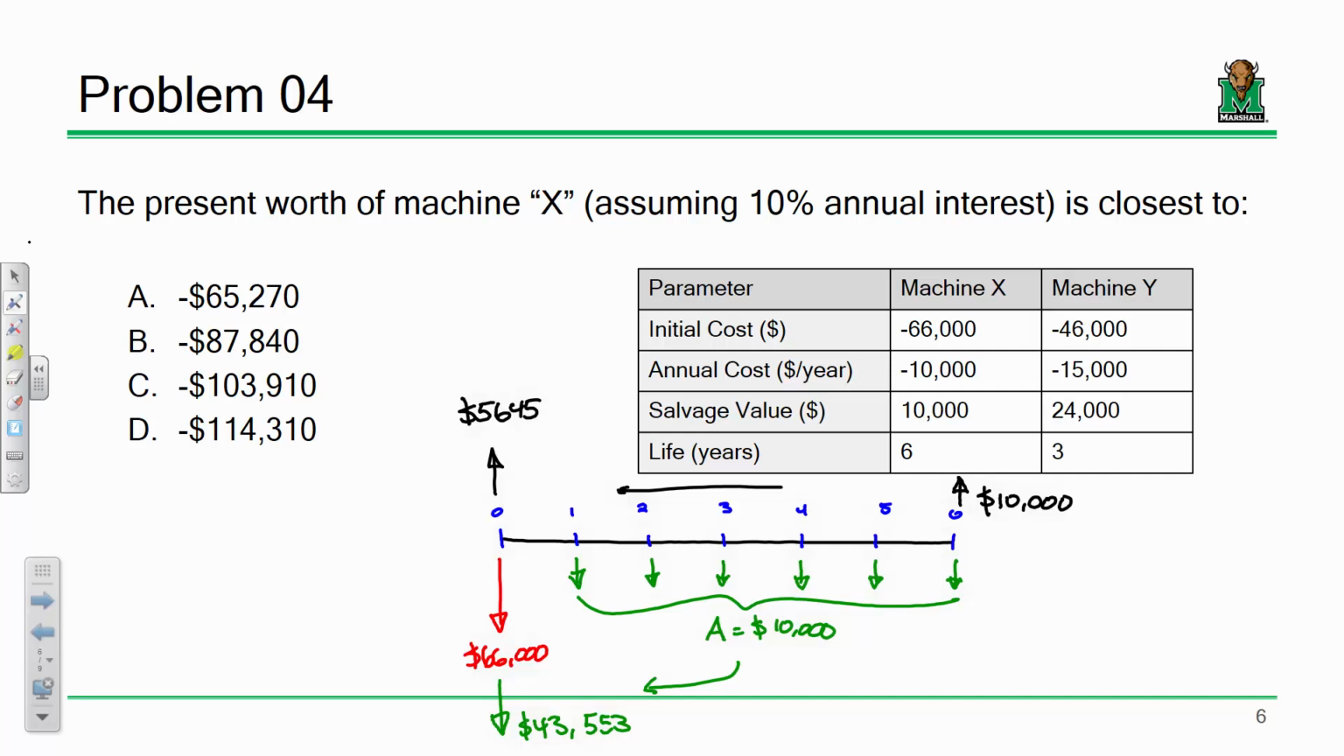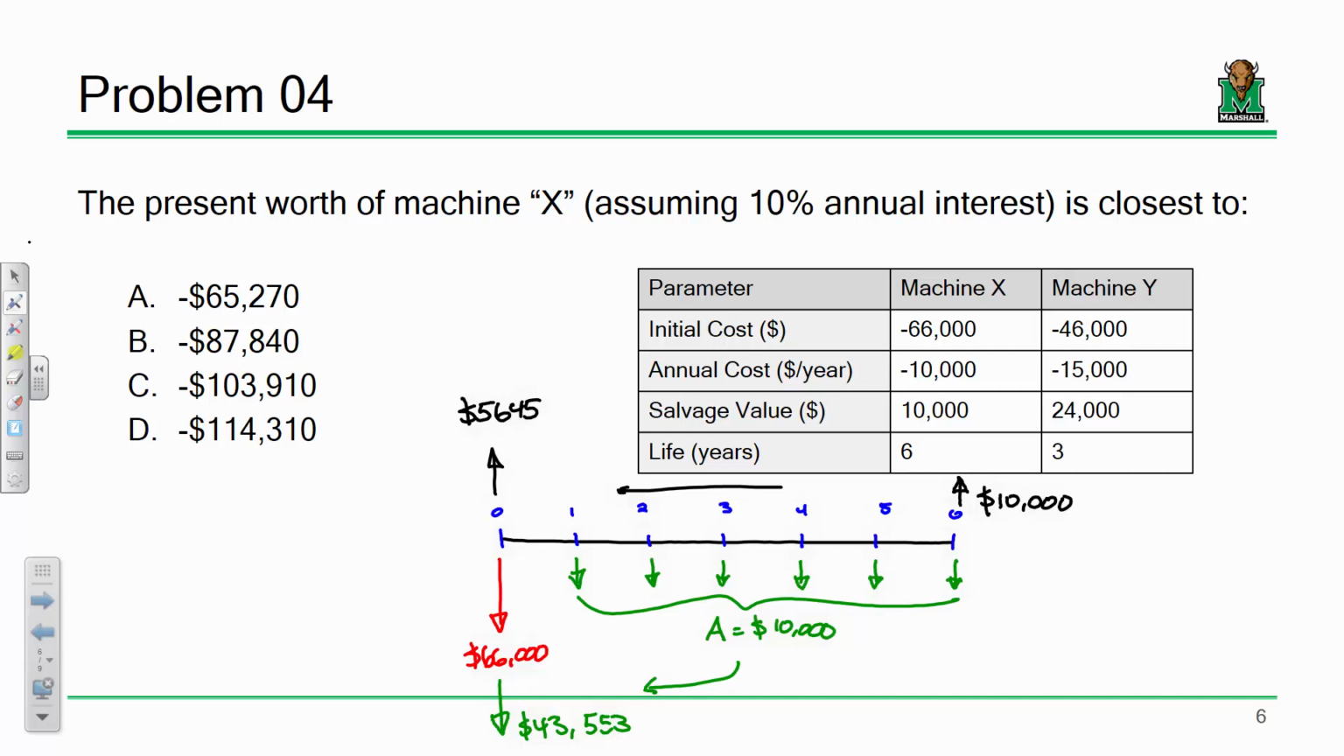Okay. Let's take each of these one at a time. We don't have to do anything with the 66,000 because that's right now. The annual cost: this machine costs $10,000 a year to operate. But if I were to put $43,553 into an account right now, I could draw from that account and that would pay the annual maintenance costs. Make sense? Now, I can sell that machine in year 6 for $10,000. But that's not $10,000 in year 0. Discounting that, it only means about $5,640 right now, because if I took that money and put it into an account, after 6 years I'd get my 10 grand.